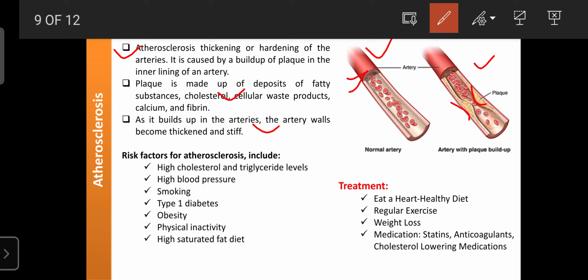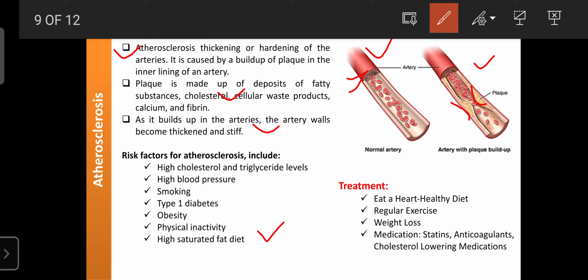Regarding the risk factors for the development of atherosclerosis: high cholesterol and triglyceride levels in our body, high blood pressure, smoking, type 1 diabetes, obesity, physical inactivity, and a high saturated fat diet. These are the risk factors responsible for atherosclerosis. That's why you should avoid excess cholesterol and triglyceride synthesis in our body by taking fiber-containing food.